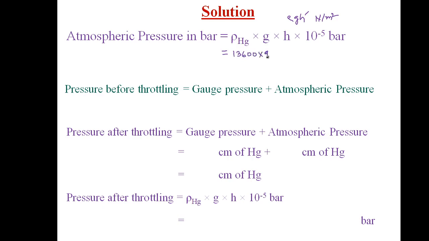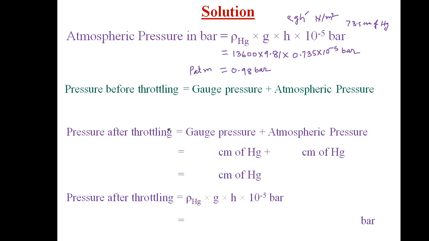So rho is 13,600, into g, 9.81, into h, the atmospheric pressure, which is given as 73.5 centimeters of Hg. If we convert this to meters, this becomes 0.735, into 10 to the power of minus 5 for bar. If we simplify this, we get the atmospheric pressure as 0.98 bar. So this is the atmospheric pressure, P atmospheric.